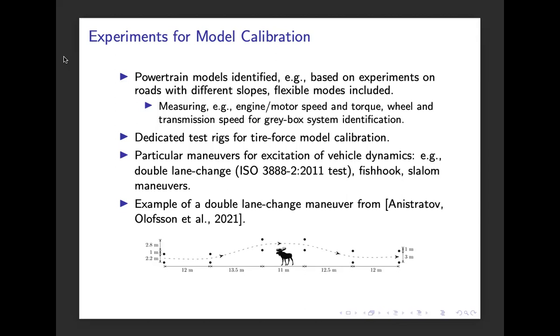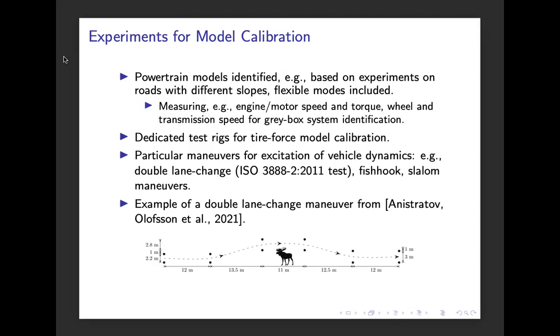And then for excitation and modeling of the vehicle dynamics, the chassis dynamics, there are certain vehicle maneuvers, certain predefined steering angle inputs, for example, that generate different kinds of maneuvers.